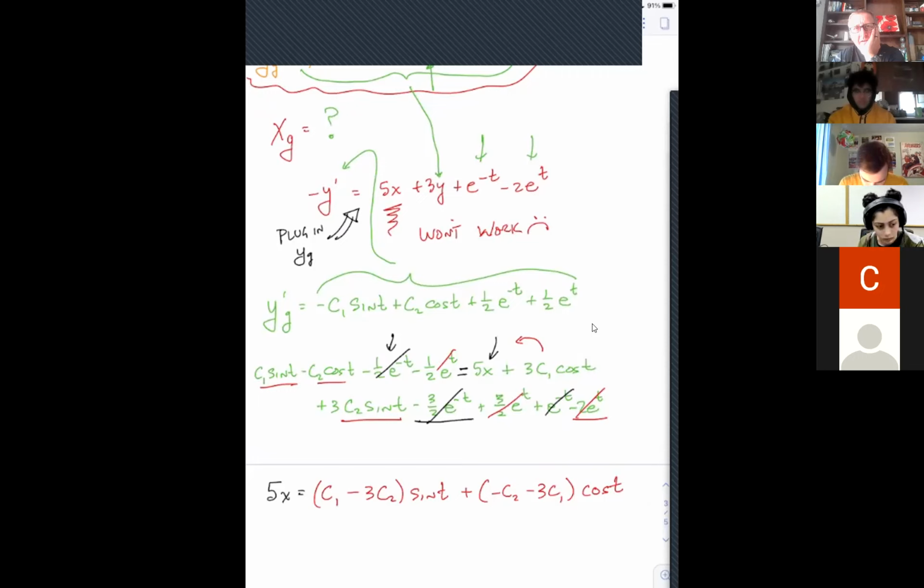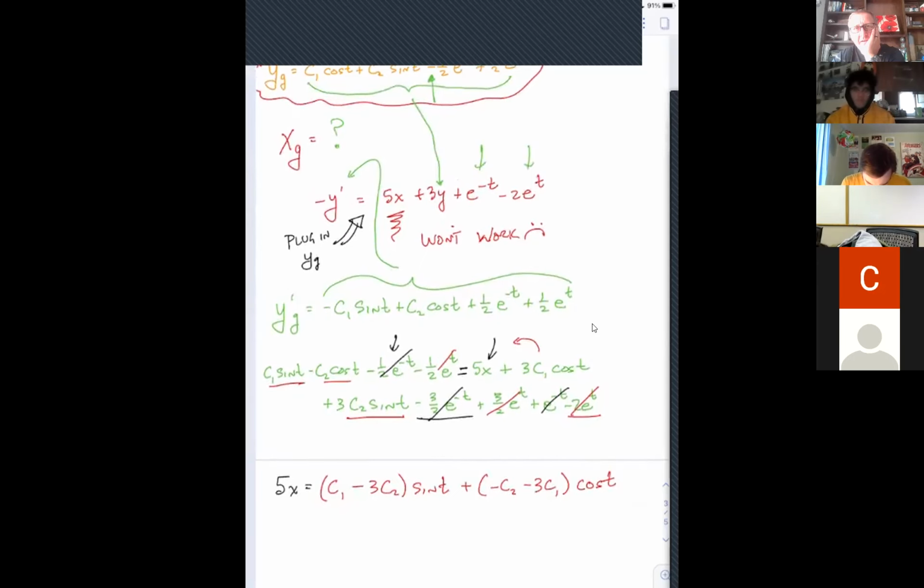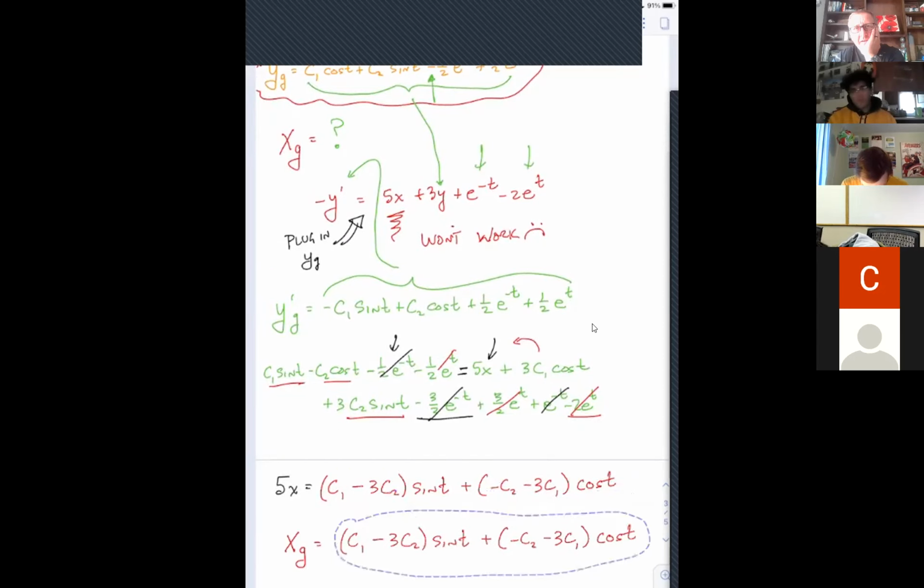Check my notes. Is that really right? It just does not seem right. So then I guess I could say that my x of g term is all of that, just divided by 5. So let's copy it.